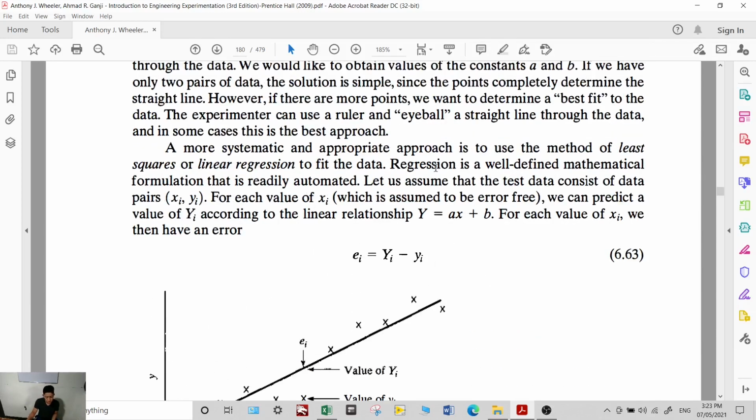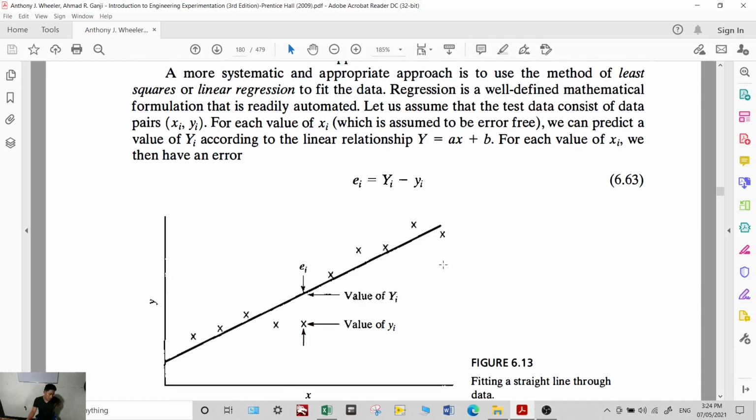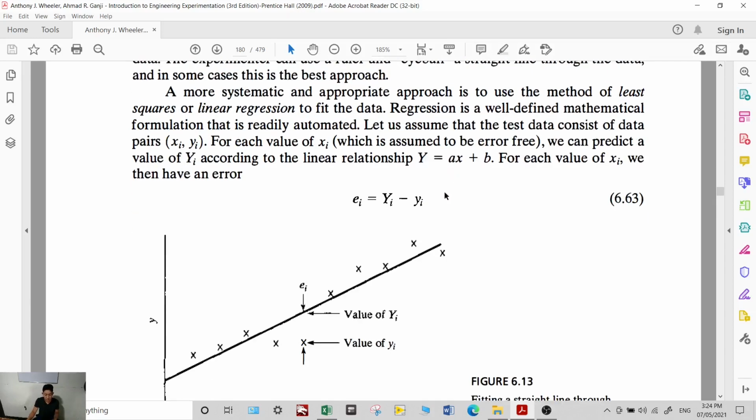So we use this least squares, or linear regression, to determine the best fit to the data. There are many methods of getting the best fit. One is to draw it by eye using a ruler, but the problem is you're not sure. That is why we will use least squares. The equations we used earlier were also least squares, or linear regression.